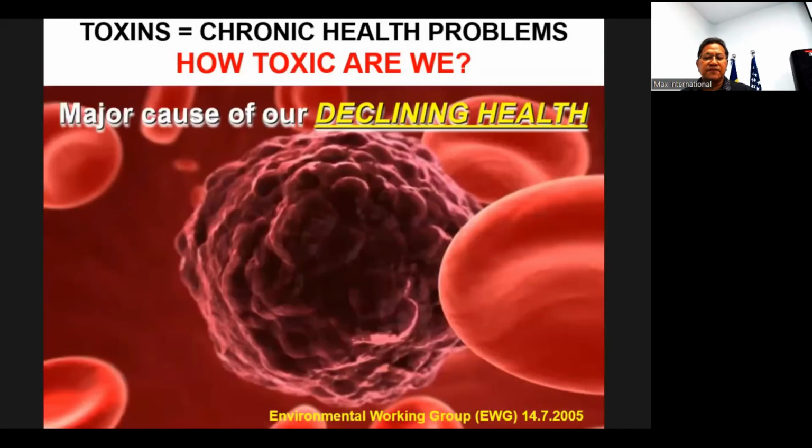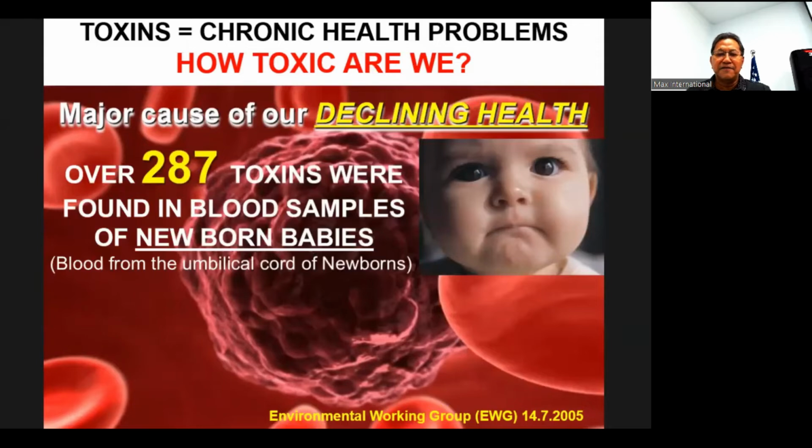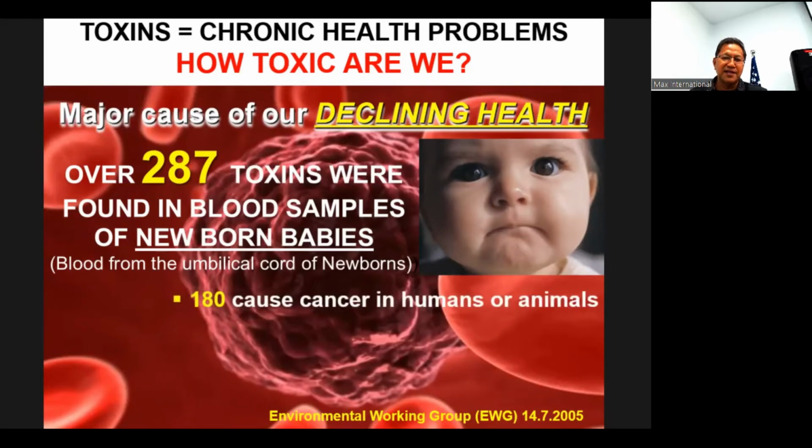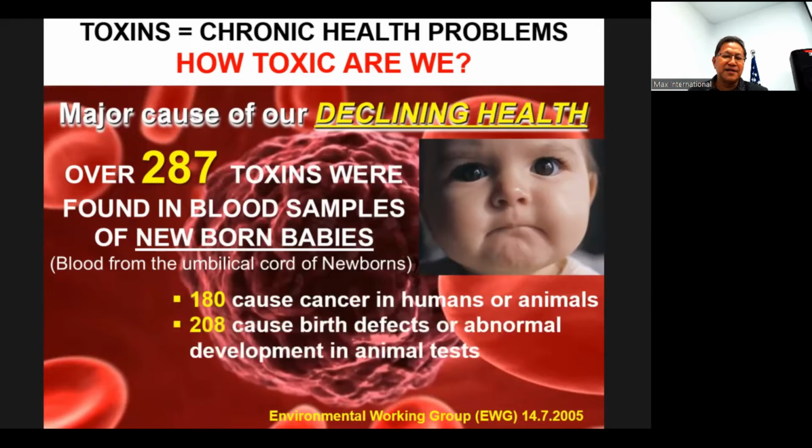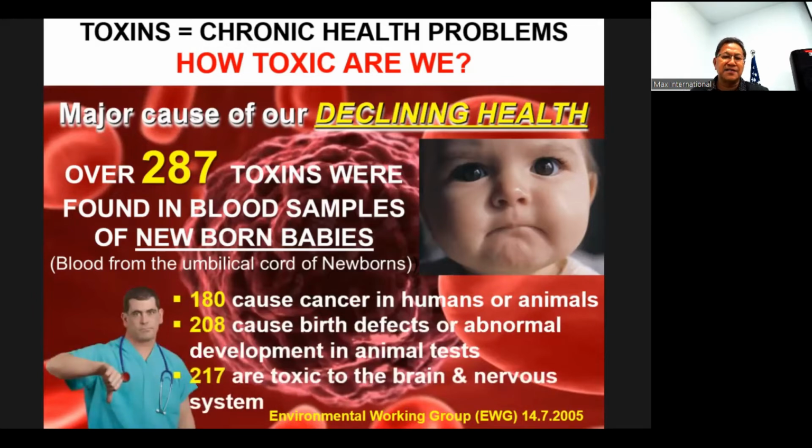Okay, and why is this function important? It is because we are toxic organisms. The proof is in a small study 15 years ago in New York, USA, when they studied the cord blood samples of newborn babies, they found 287 toxins. All right, between the 10 babies, including those that are known to cause cancer and birth defects, and known to be toxic to the brain and nervous systems.